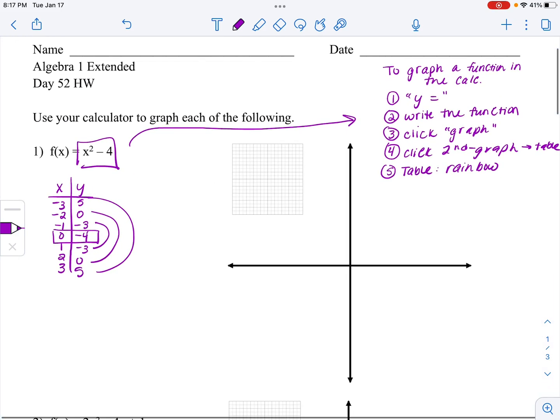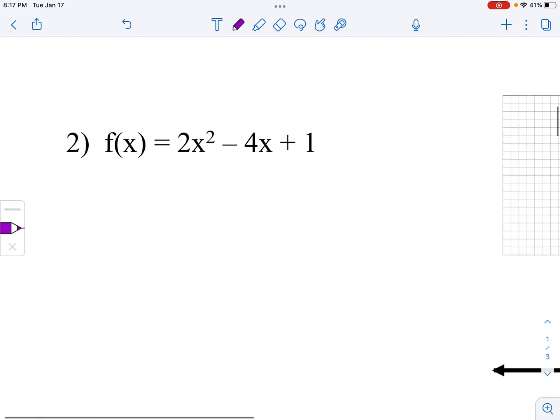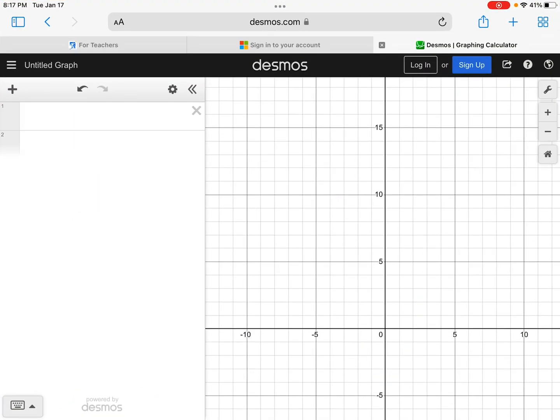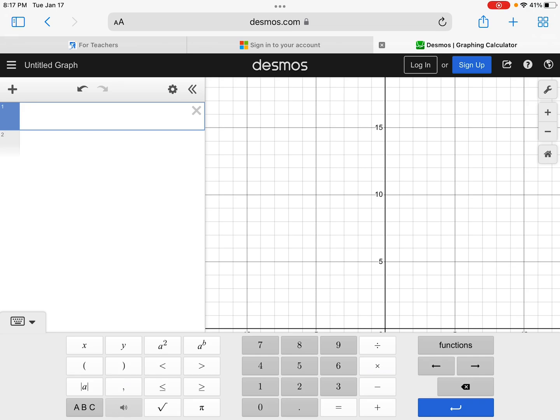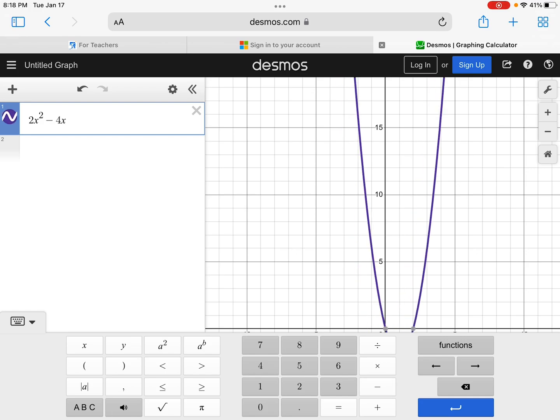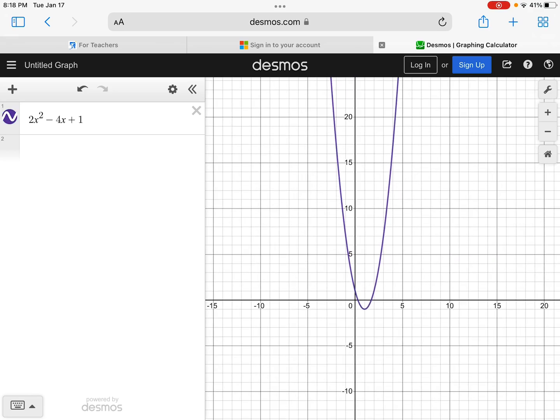Okay, I'm going to move now on to number 2. Same idea here. Okay, I'm going to plot this using my Desmos again, so bear with me. Okay, so I'm going to clear this. I'm going to put in 2x squared, excuse me, minus 4x plus 1. Okay, so this is what we have here. It's kind of a skinny one.